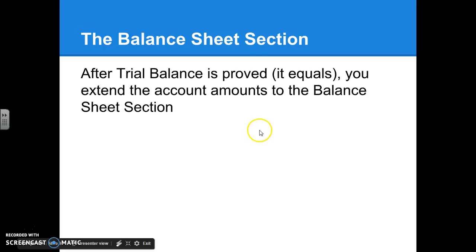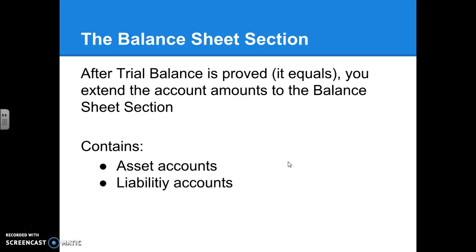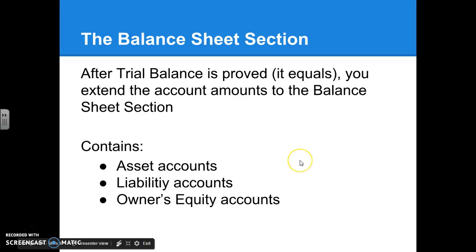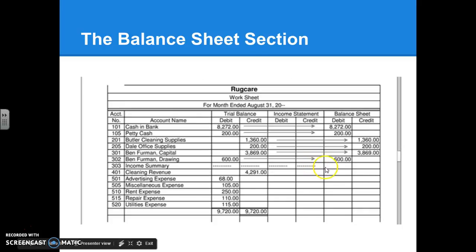The balance sheet section. Okay, after the trial balance is proved, which means it equals, you extend the account amounts to the balance sheet section. These are the permanent accounts. It's going to contain all of our assets, all of our liabilities, and all of our owner's equity accounts, the permanent ones. So, for example, we are going to carry over the balances from our trial balance: cash, asset; petty cash, asset; Butler cleaning supplies, liability; Dale office supplies, liability; Ben Furman capital, capital account; Ben Furman drawing, a contra capital account. Those all get carried over to the balance sheet side. All the remaining accounts, the 400s and 500s, which are the revenues and the expenses, are going to get carried over to the income statement.